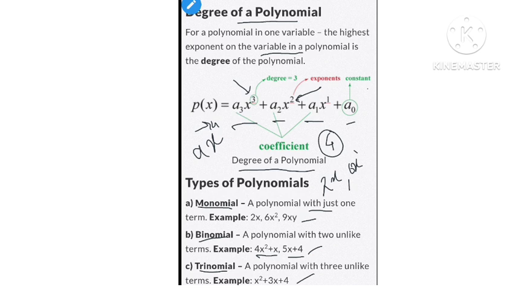Now previously we saw the degree of polynomial. So for example, what is the degree of this binomial? It is 2, because the exponent of x is 2. Here the degree of the polynomial is 2.